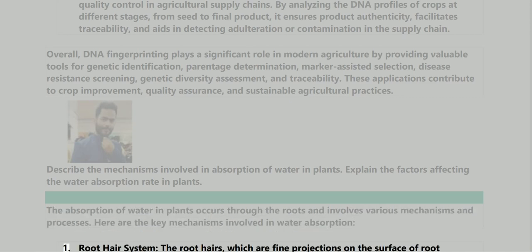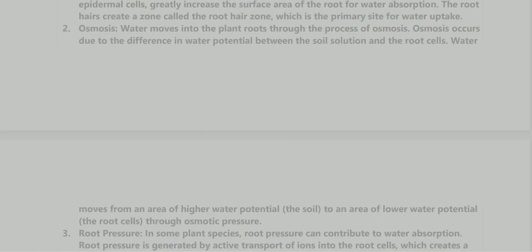1. Root hair system. The root hairs, which are fine projections on the surface of root epidermal cells, greatly increase the surface area of the root for water absorption. The root hairs create a zone called the root hair zone, which is the primary site for water uptake.